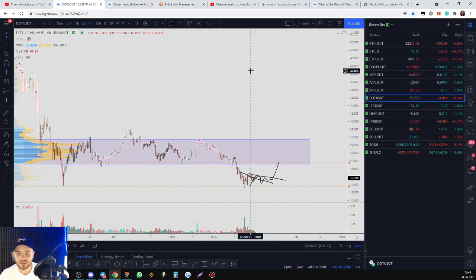My friends, do you see that at this moment nearly most of the coins look like they will do a pullback? What will be after depends on price action.